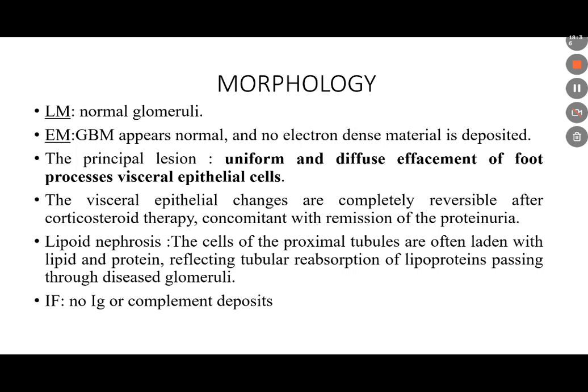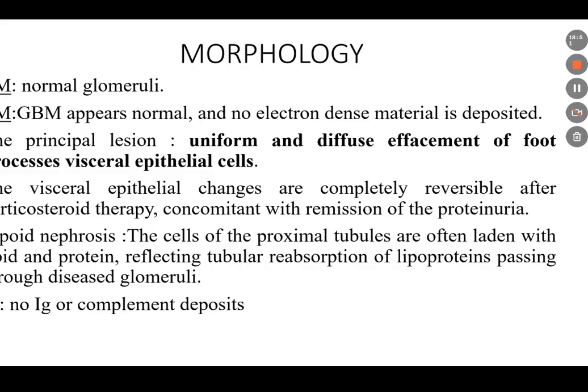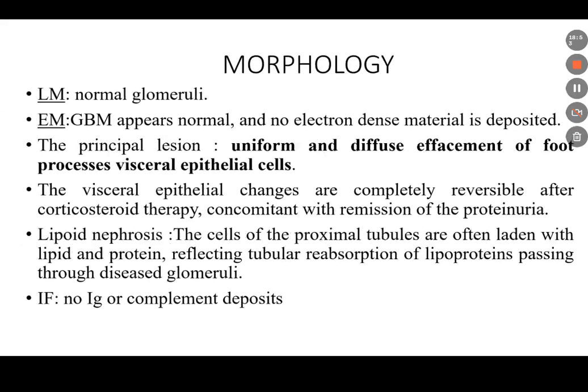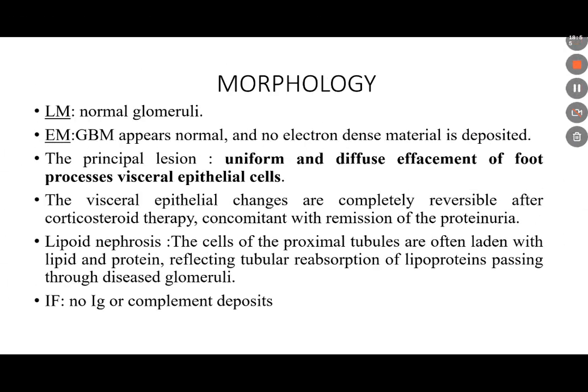On light microscopy, there is no problem, normal glomeruli. On electron microscopy, GBM is normal. There is no deposit material. The principal lesion is uniform and diffuse effacement of the foot processes, which we see. The visceral epithelial changes are completely reversible after steroids, and there is something called lipid nephrosis. This is when the cells of the PCTs have lipids and proteins.